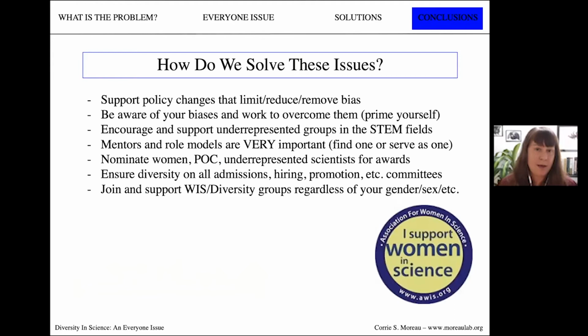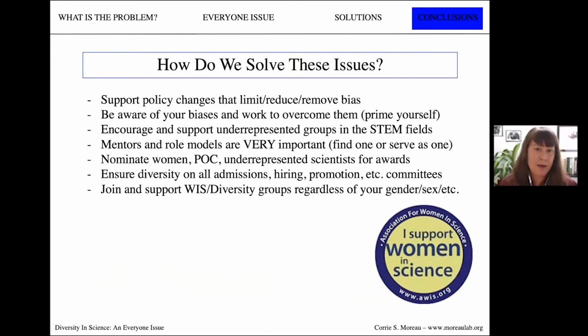So how do we actually solve these issues? Hopefully I've been able to touch on many of these points along the way, but you have to support policy changes that limit, reduce, and remove bias. At an individual level, you need to be aware of your own biases and work to overcome them. You need to encourage and actively support underrepresented groups in STEM fields. And remember that mentors and role models are both very important, and that you should find one if you're from an underrepresented group, and you should serve as one regardless of who you are.